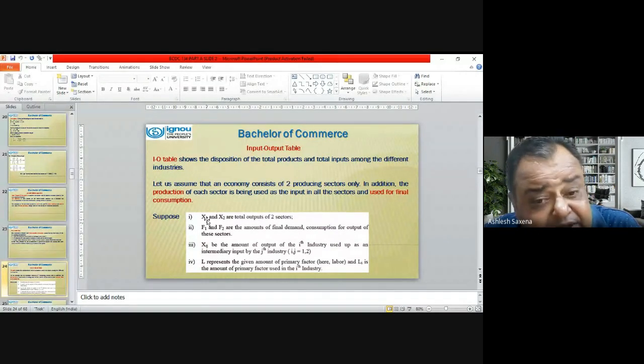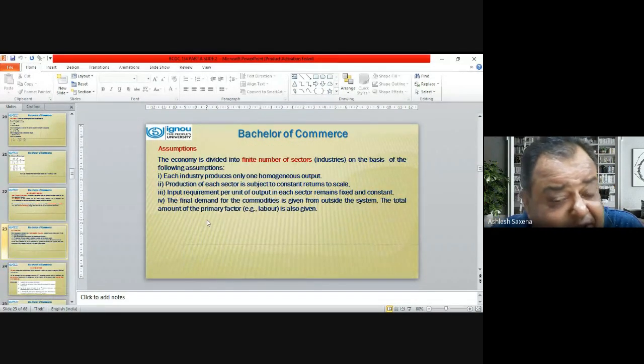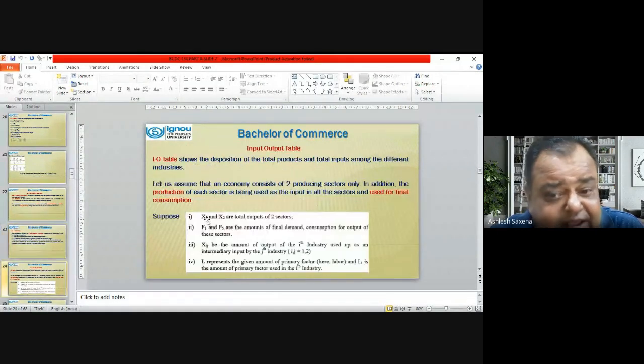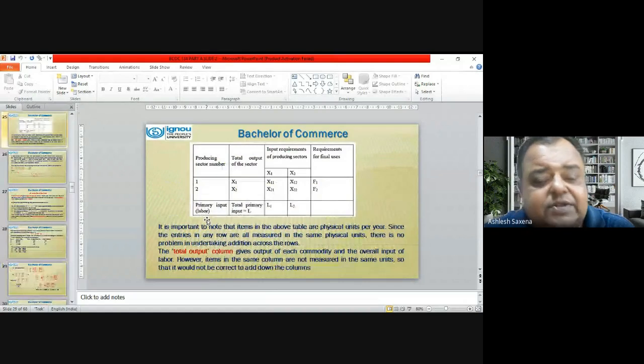In our assumptions, we already discussed that we have to take labor into consideration also. Here we can see that we have to take the labor factor also. It is the amount of the primary factor. Li is the amount of primary factor used in the ith industry. This is how the matrix formation is done.